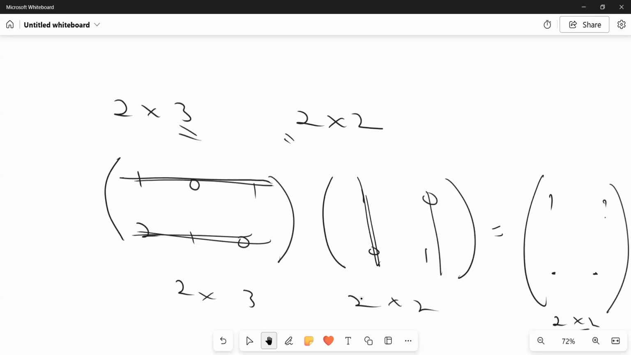You see, so that can't work. This number and this number is not the same. Right? You just can't multiply two matrices where the number of columns here is not the same as the number of rows there. Right?